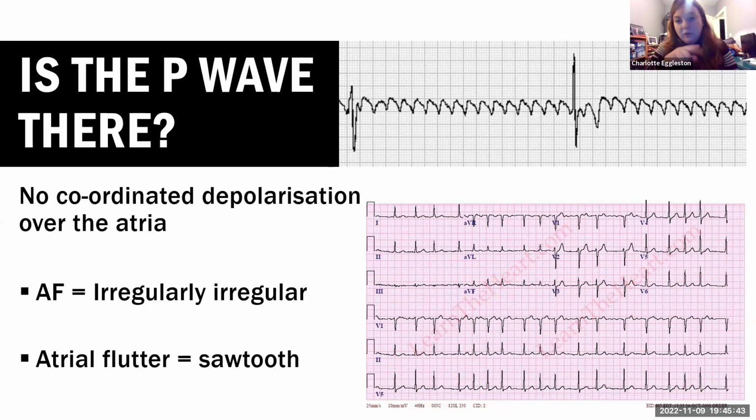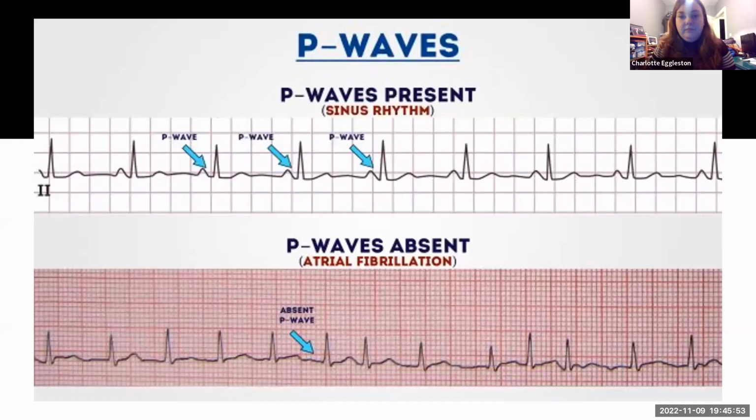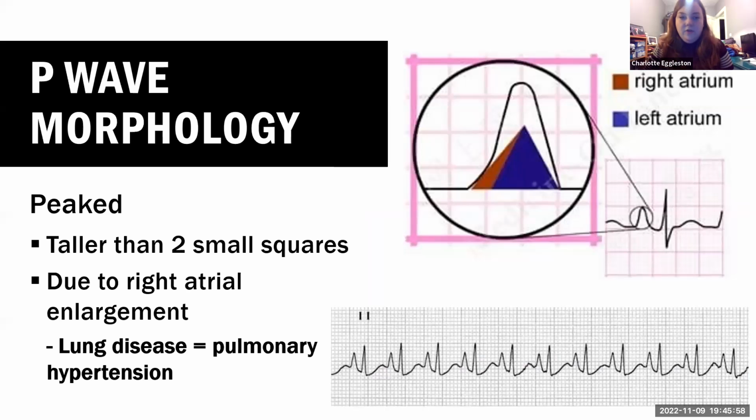You'll see what we call a sawtooth baseline, which is that jaggedness. So you won't see an actual P wave, similar to atrial fibrillation in its pathology, in that the atrium isn't contracting nicely. And that's a similar diagram of AF versus normal. So you've checked if the P wave exists and if it's there.